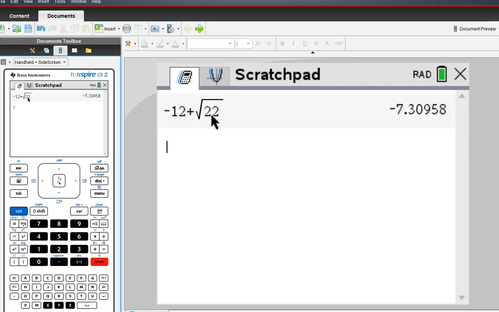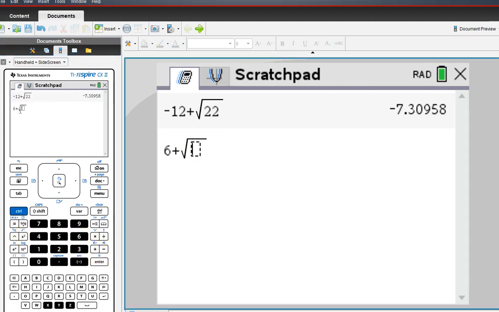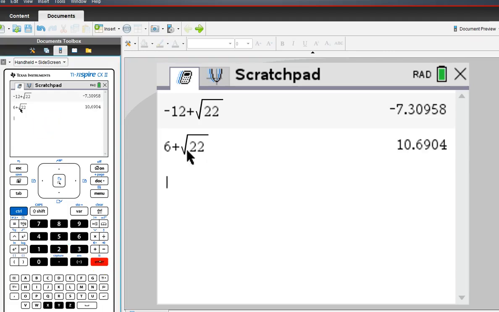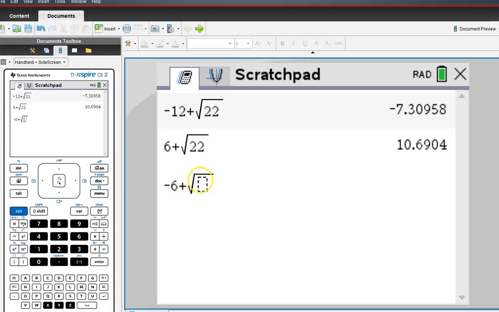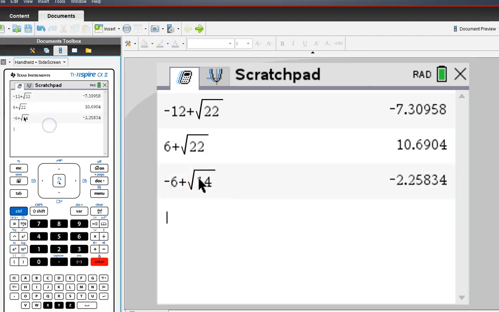So let's try choice C. So I'm going to do 6 plus Control X squared. And then I'm going to type in 22 again, hit enter. 10.9, that's not it. So let's go to B, negative 6 plus Control X squared. And then we got 14, hit enter. And is that one of them, negative 2.25?